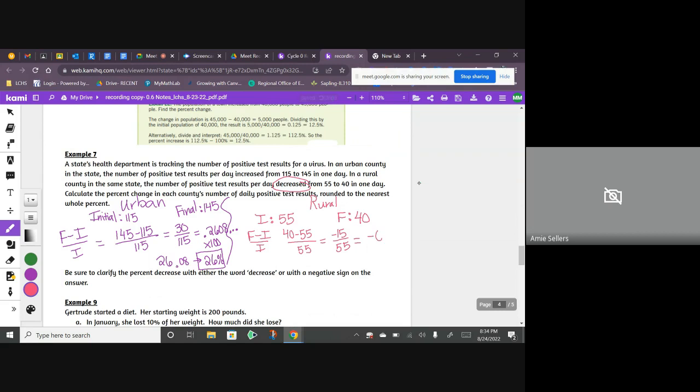So we get negative 0.2727, and if we change it to a percent, we get about 27%, and this would be a negative 27%. So you can write it as negative 27%, or you could say it's a 27% decrease. You want to have it either be negative 27% or include something that implies a negative, like the word decrease.